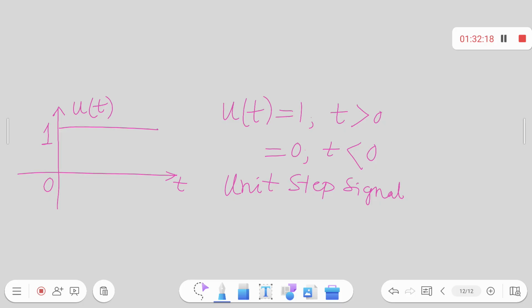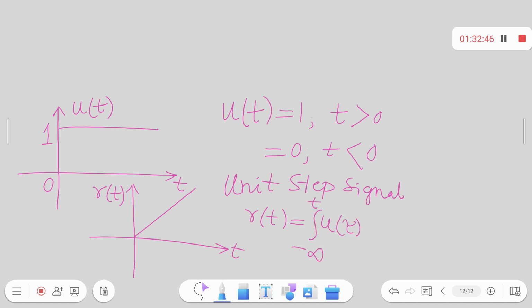No, if you integrate the signal, this is u of t equal to 1. So if you integrate, integration over u of t dt, then what will you get? You will be getting a signal like this. This is known as r of t. This r of t is basically the integration from minus infinity to t of u of tau d tau, and that is defined like this: equal to t for t greater than or equal to 0, and equal to 0 for t less than 0.